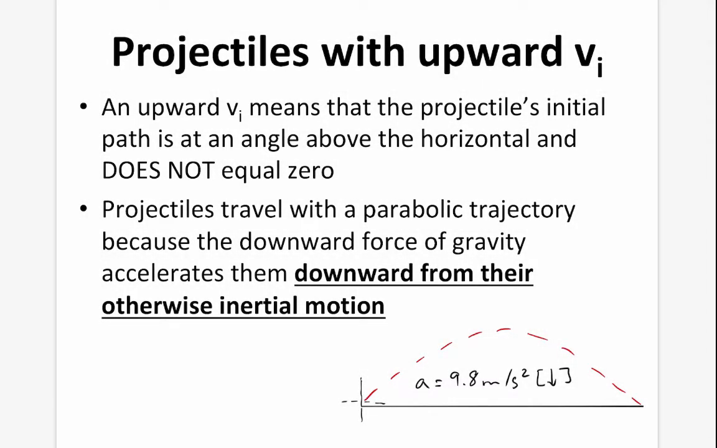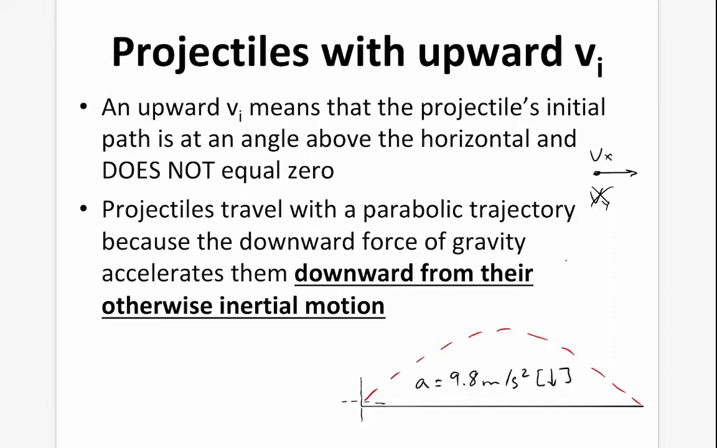Projectiles with upward VI. So we've talked about examples where our projectiles are just fired horizontally, and therefore, when they do their path, they're not going at an angle, they're not starting with a vertical VI. It's just a horizontal one, a VX. So in this case, we have a VX and there's no VY. But what we're going to be talking about now is projectiles with an upward VI.